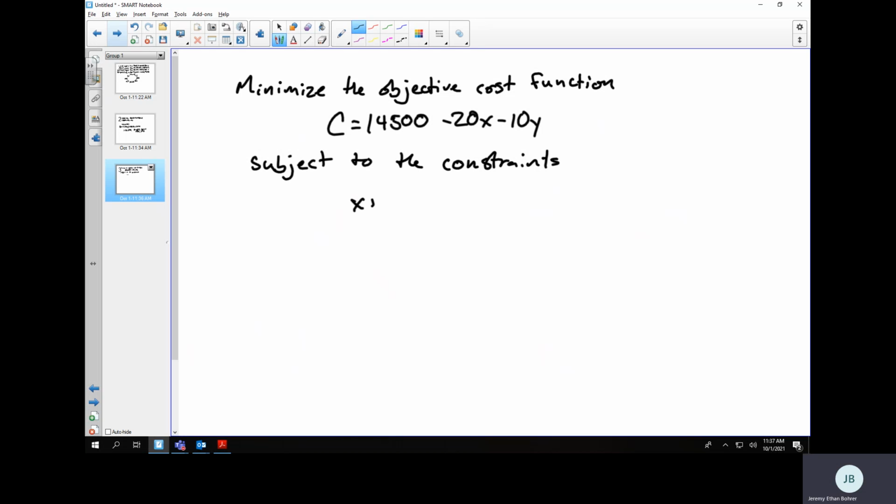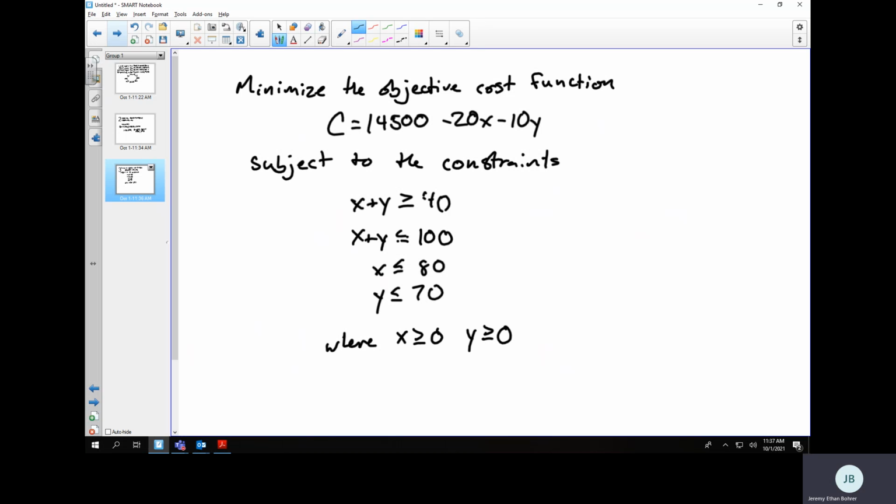x plus y is greater than or equal to 40. X plus y is less than or equal to 100. X is less than or equal to 80. Y is less than or equal to 70, where X is greater than or equal to 0 and Y is greater than or equal to 0. All right, so that is how we'd set up this problem.